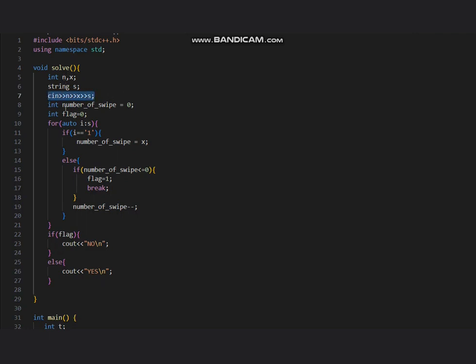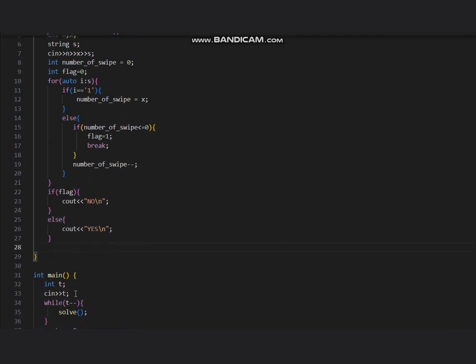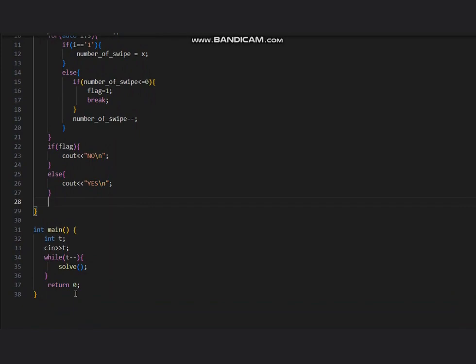Taking the input, then the number of swipes. If I was 1, swipe was kept x. Else, if I is 0, then the number of swipes is decreased. And in any case, if swipes becomes less than or equal to 0, we keep flag equal to 1 and break, and if flag, we output no, else we output yes, and all this runs in the main.